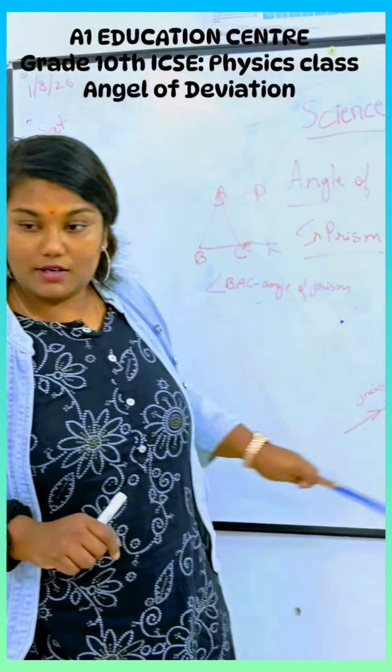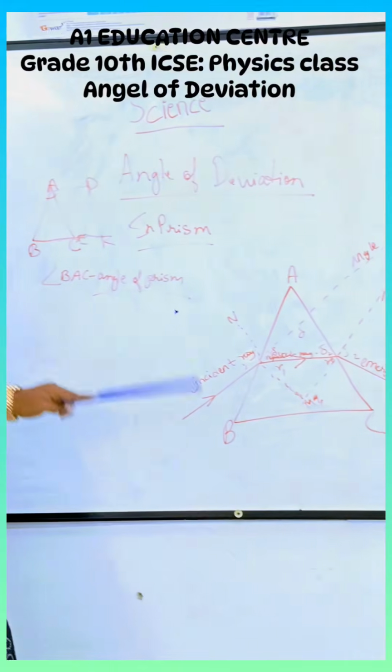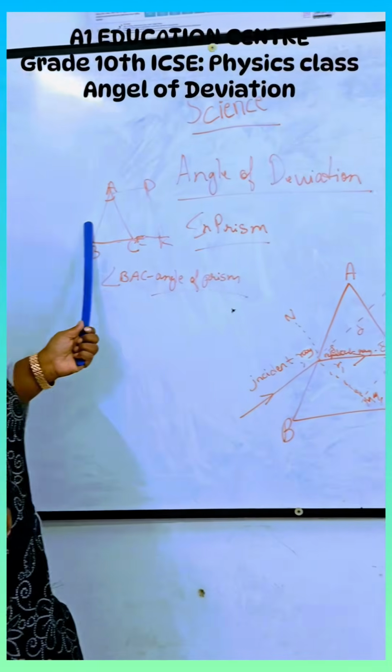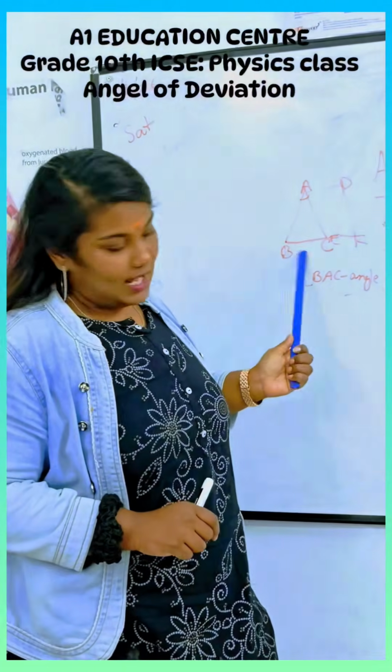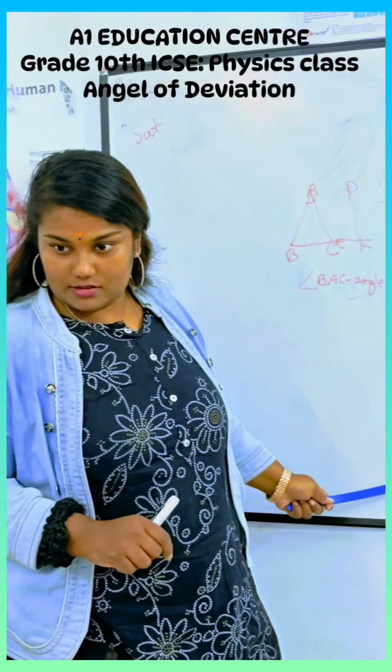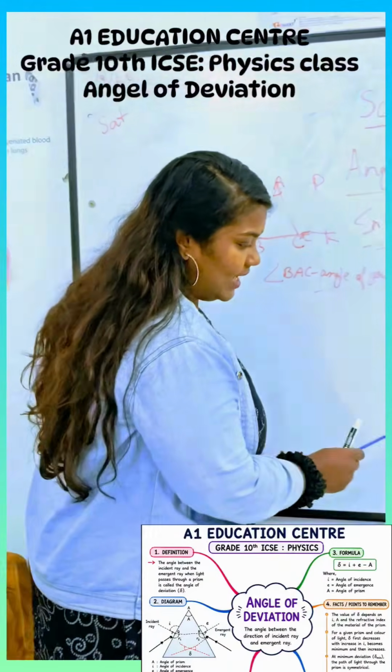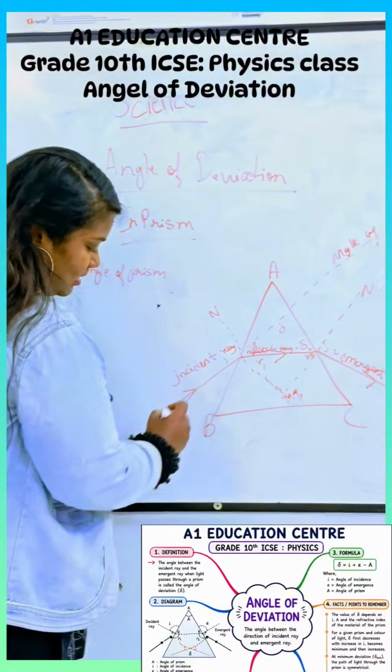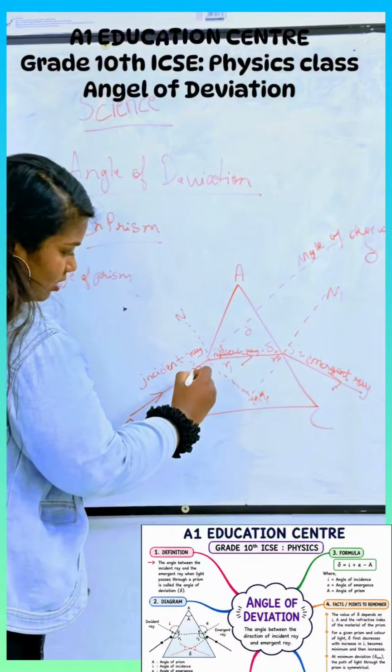Now we will study about angle of deviation. We just saw what is a prism's angle, BAC, correct? Angle of deviation we see in the prism, how it is happening. Okay, so first we will take one ray. What ray is that? Incident ray. That will be OP.